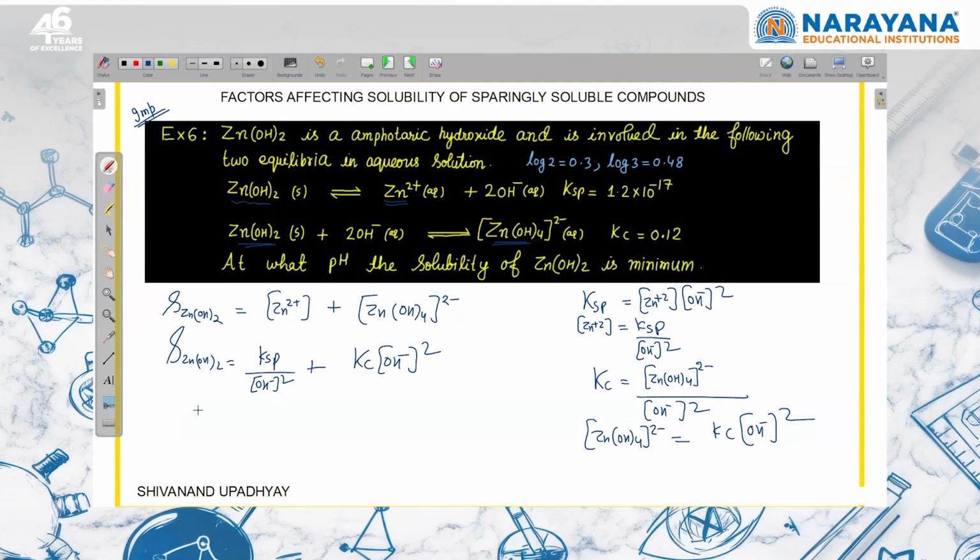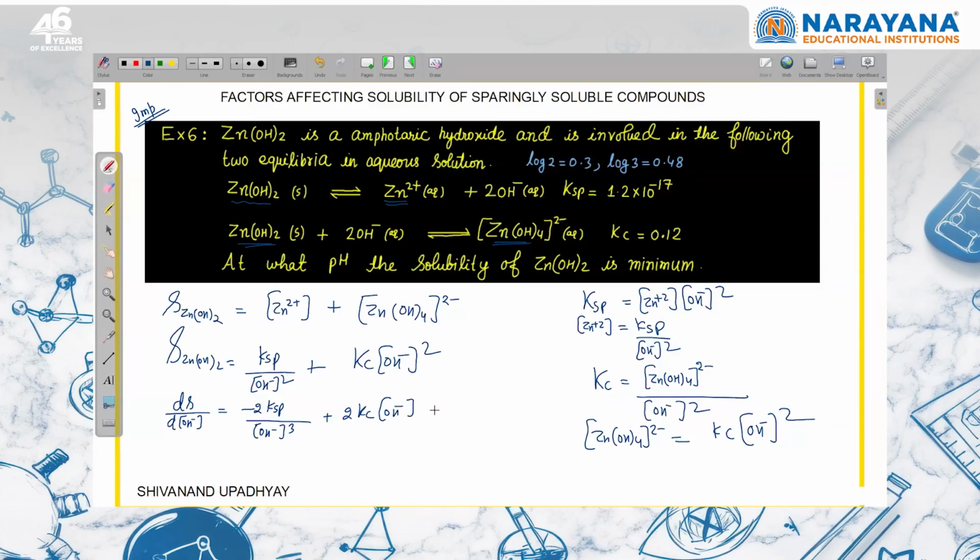So for minima and maxima of this function, I can write dS upon d[OH⁻] concentration. I differentiate this function with respect to the OH⁻ ion concentration. So this is equal to minus 2 times Ksp divided by the OH⁻ concentration whole cube, and this will be plus 2 times Kc into the concentration of OH⁻ ion, right?